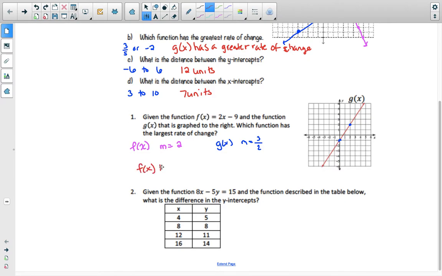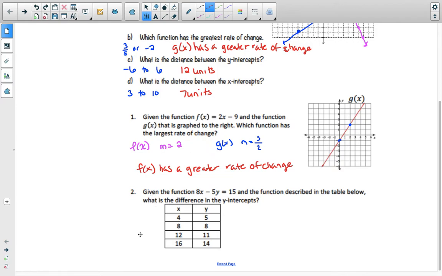F of x has a greater rate of change, just by looking at the two numbers for our slope. We have to understand what it's asking for. Rate of change is another saying for slope.